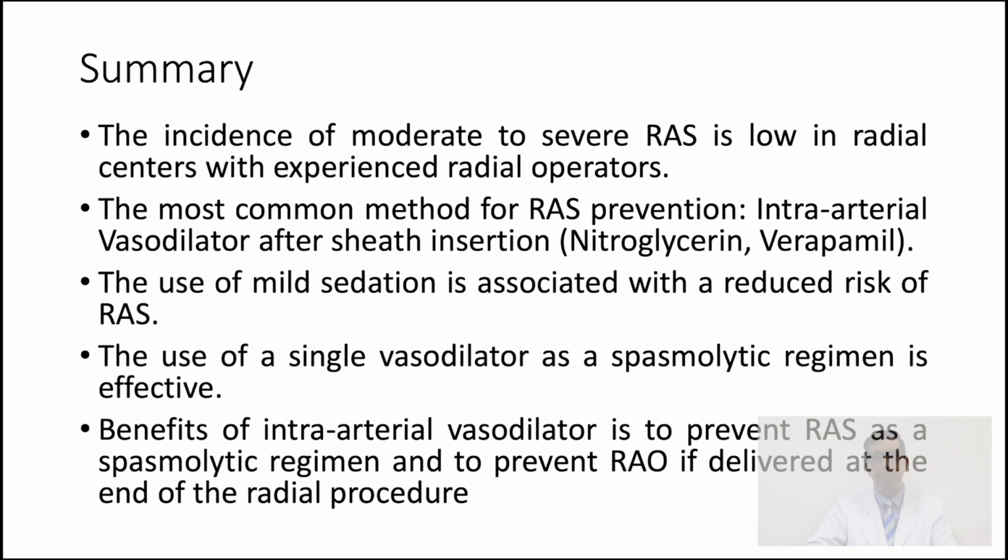To summarize this lecture, ladies and gentlemen, the incidence of moderate to severe radial artery spasm is low in radial centers with experienced radial operators, and the most common method for RAS prevention is the use of an intra-arterial vasodilator delivered after sheath insertion, and the choices are between nitroglycerin or verapamil. The use of mild sedation is associated with a reduced risk of radial artery spasm, and the use of a single vasodilator as a spasmolytic regimen is effective.